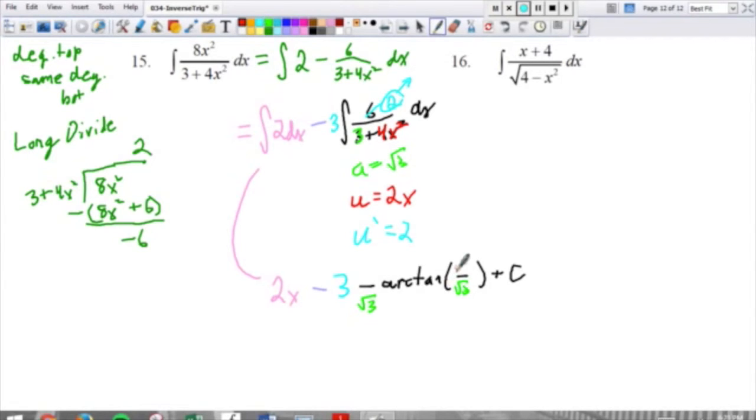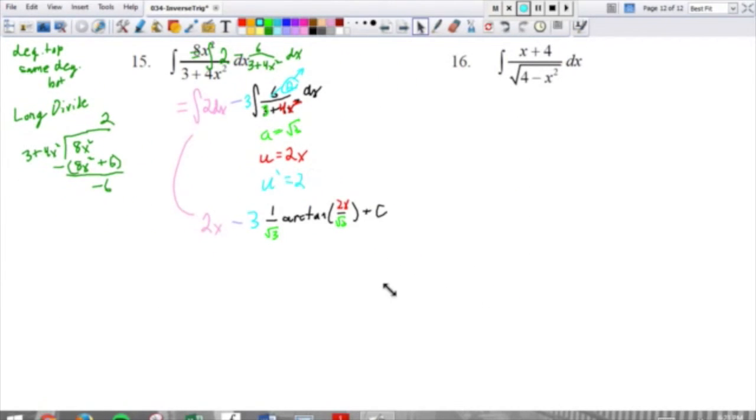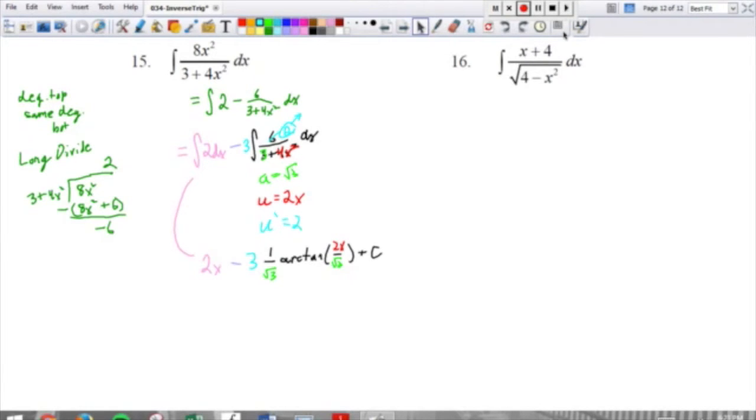Red. 2x. And that should have been a black one from the start. Okay, I'm going to shrink this down a bit. I don't know if that made your computers crash. It might make mine.